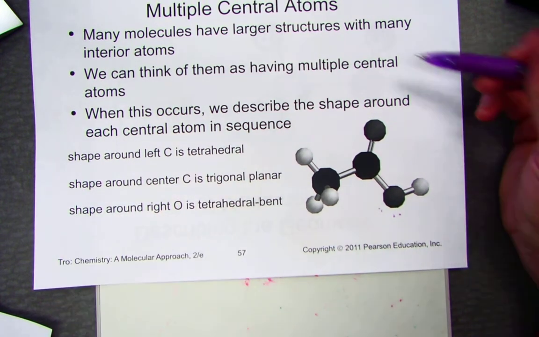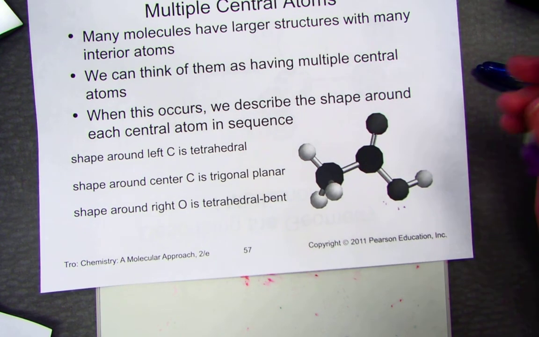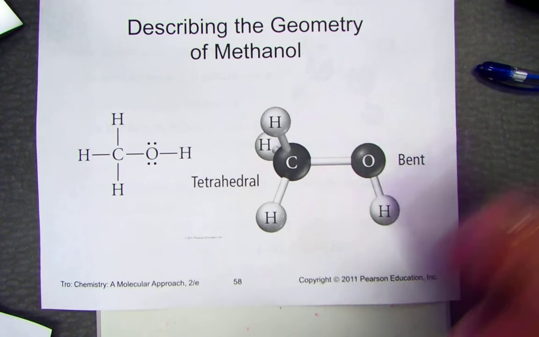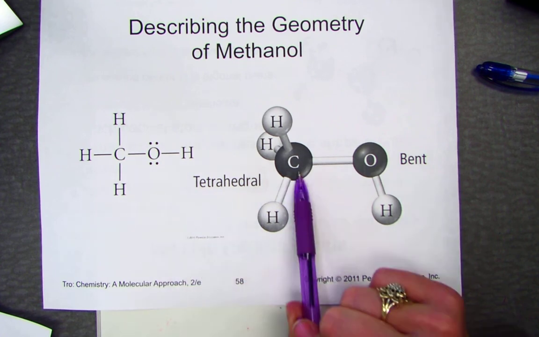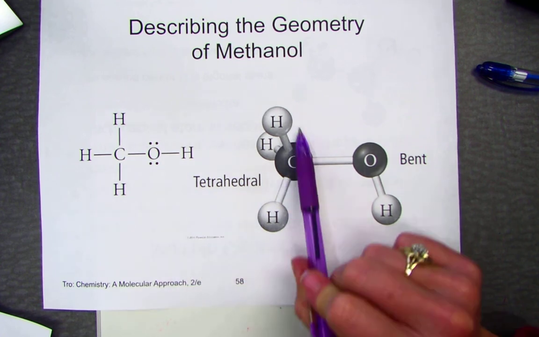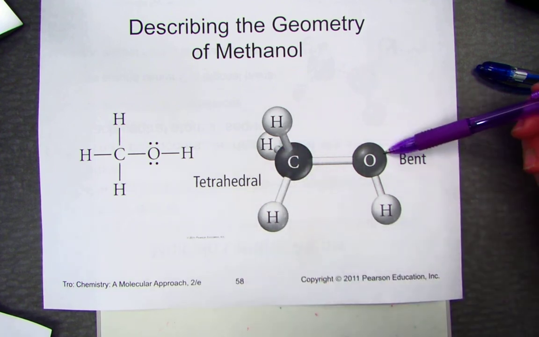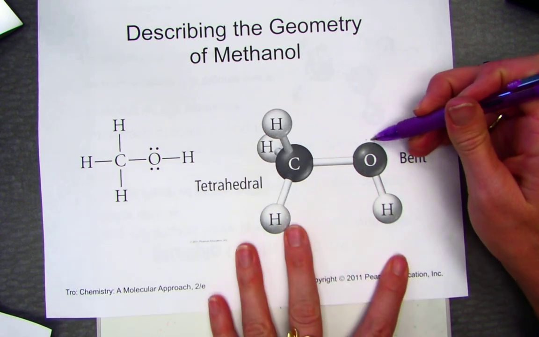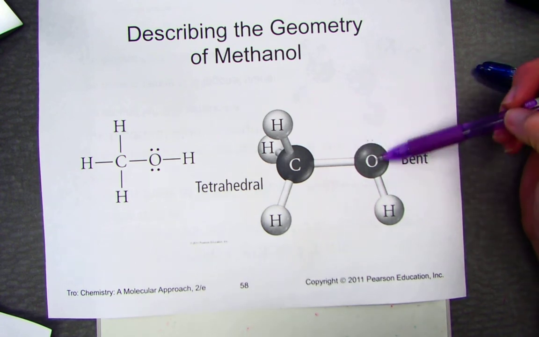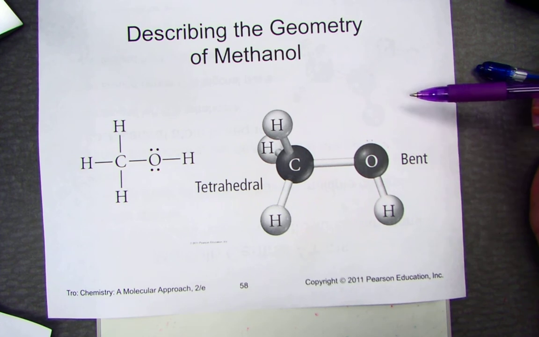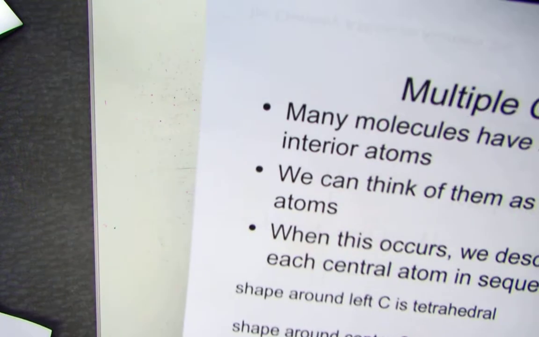So the purpose of this slide is to remind you that even with large molecules, we still only consider one region of the molecule at a time. Here's methanol, CH3OH. The molecular geometry around the carbon would be tetrahedral. It has 4, 4, 0. Here's the oxygen. Oxygen has 4, 2, 2. 4 electron domains, 2 that are bonded, 2 that are not bonded, giving us a bent molecule. 2 central atoms, 2 different answers for the molecular geometry.